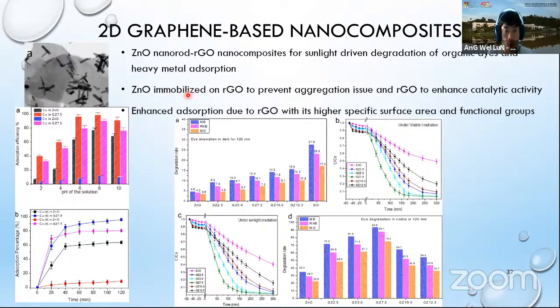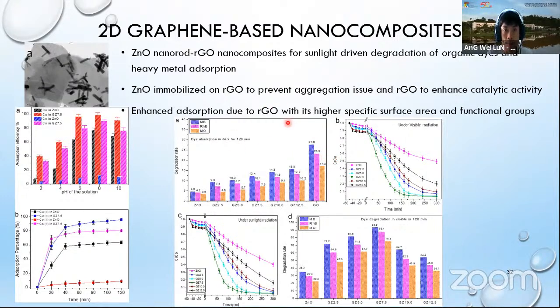So zinc oxide is immobilized on reduced graphene oxide to prevent the agglomeration issue, and the reduced graphene oxide is there to enhance the catalytic activity. If you look at the absorption efficiency, when you are using pure zinc oxide, the degradation of the pollutants is very low. But if you combine it with the graphene oxide, you notice that the degradation is actually improved.